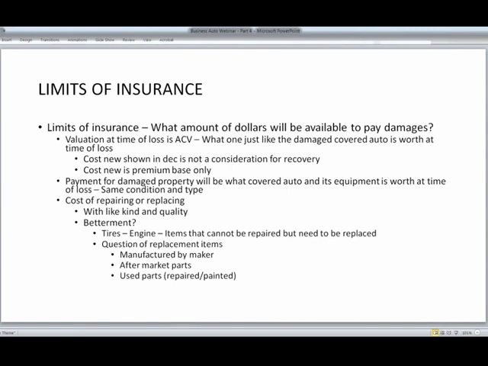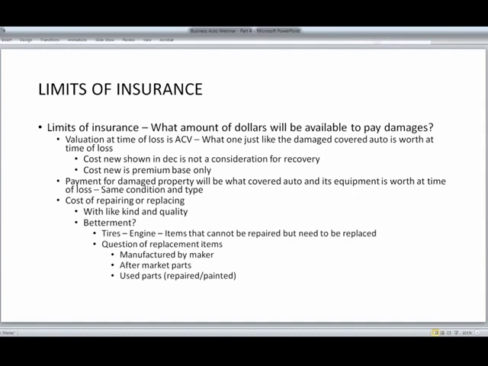Payment for damaged property will be what the covered auto and its equipment is worth at the time of loss. Same condition, same type, same equipment, which is the cost of repair or replacing with like kind and quality. Then you get the discussion we had a minute ago about betterments, tires, and engine. These items cannot be repaired but need to be replaced, so therefore the insured would suffer the difference between what it costs to replace those items and how much usable life was left in the units when they were damaged or when it was stolen.